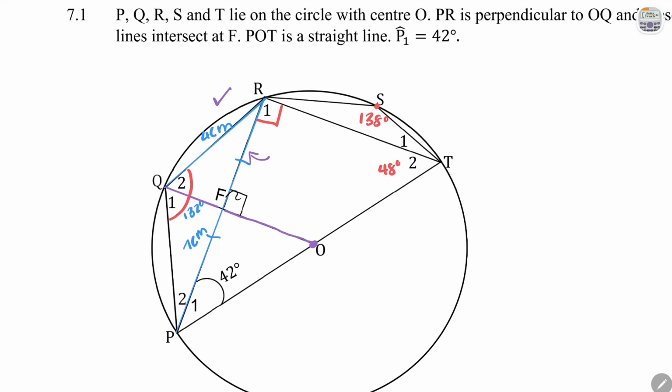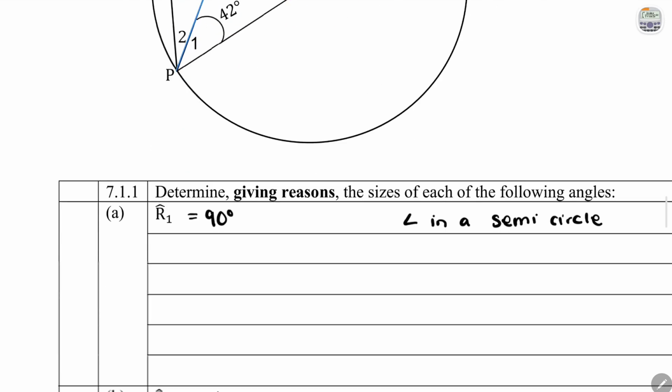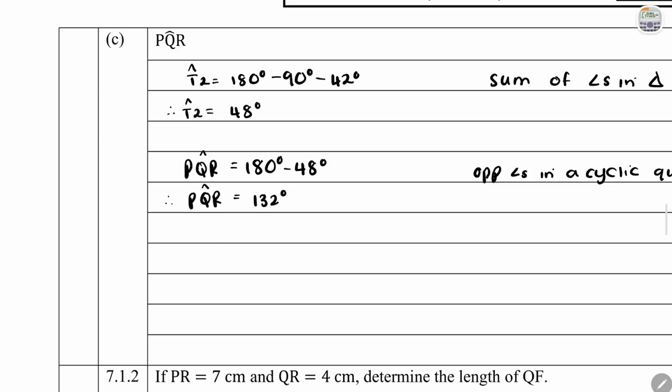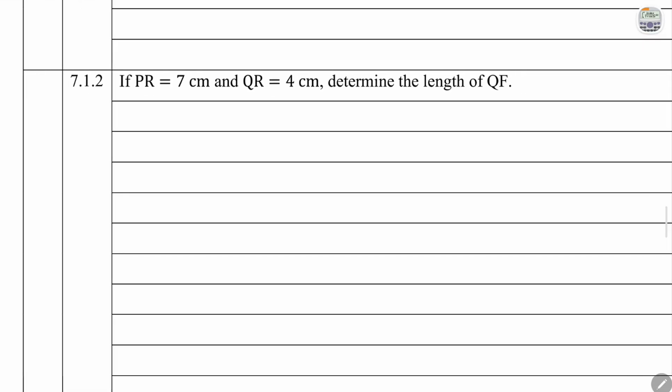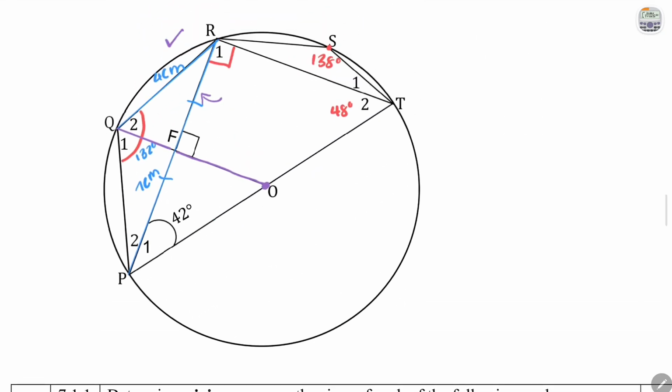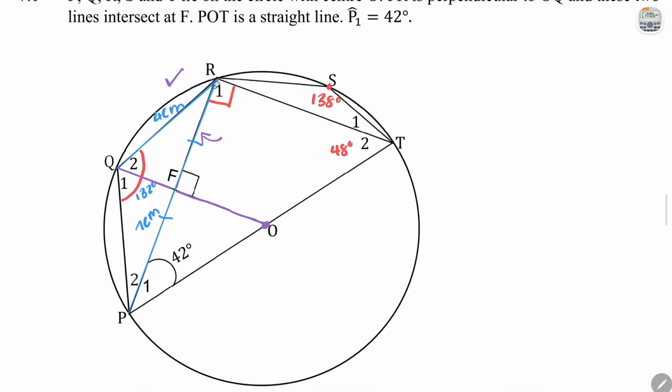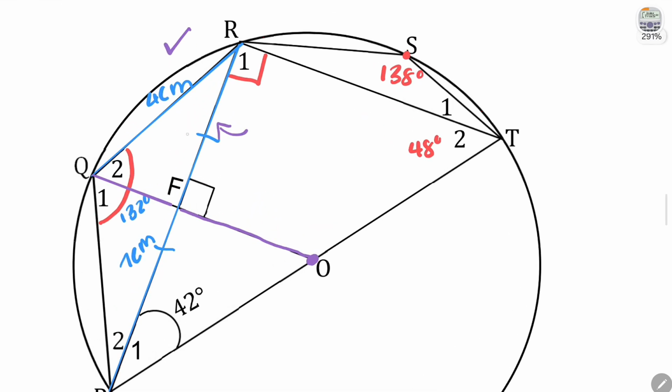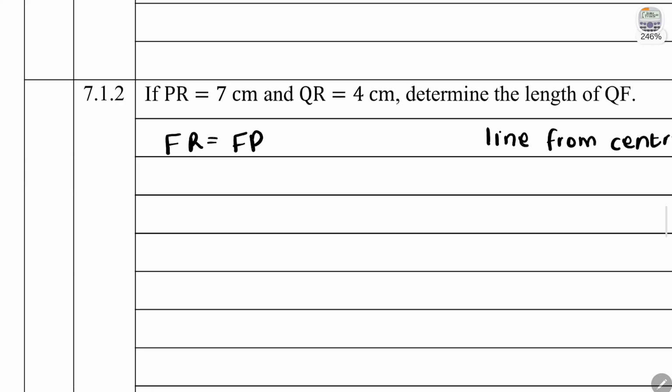We'll tell them that FR is equal to FP because of the line from the center of the circle perpendicular to the chord. Since those are equal, it means that if this entire length is 7 centimeters, then each of them is 3.5 centimeters. So let's conclude what FR is, because that's what we're trying to find. Therefore, FR equals 3.5 centimeters.